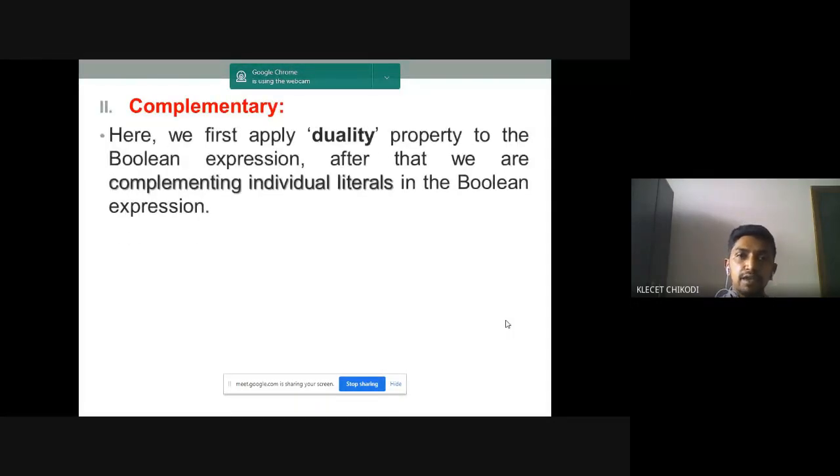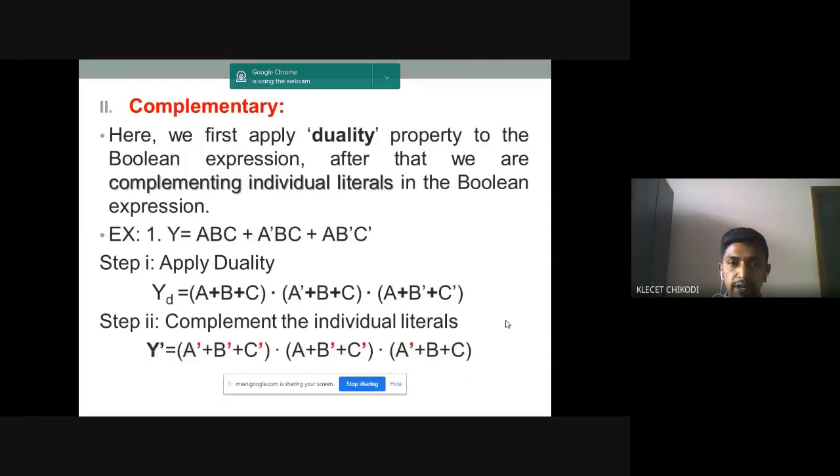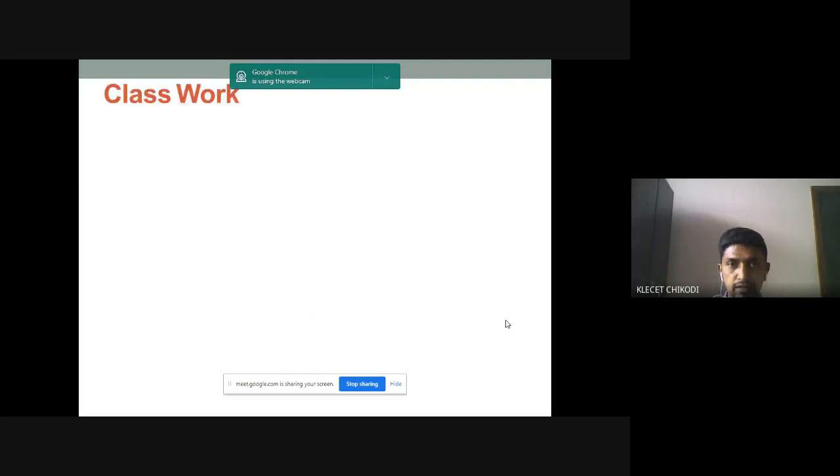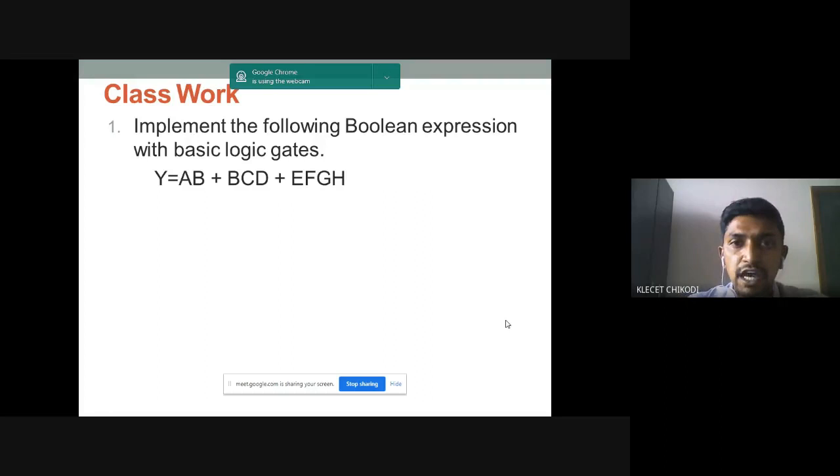Now we have seen the basic rules, laws, De Morgan's theorems, and properties of Boolean algebra, that is duality and complementary. Now what to do? All of you, see here. Implement the following Boolean expression with the basic logic gates. So all of you write it down. Y is equal to A into B plus B into C into D plus E into F into G into H. So this is the Boolean expression I have given.